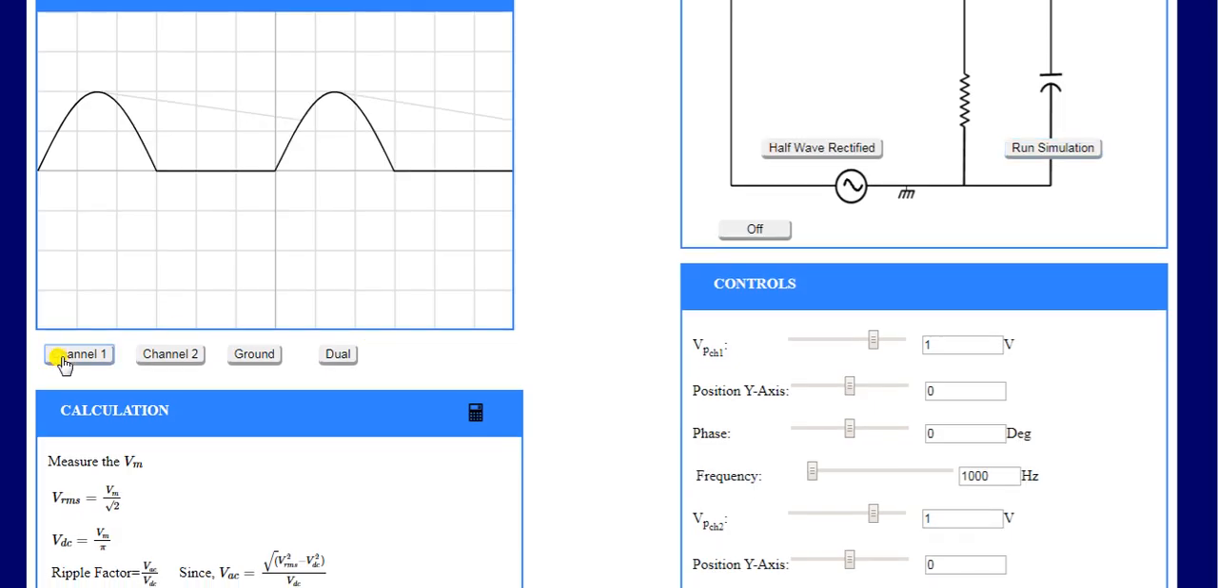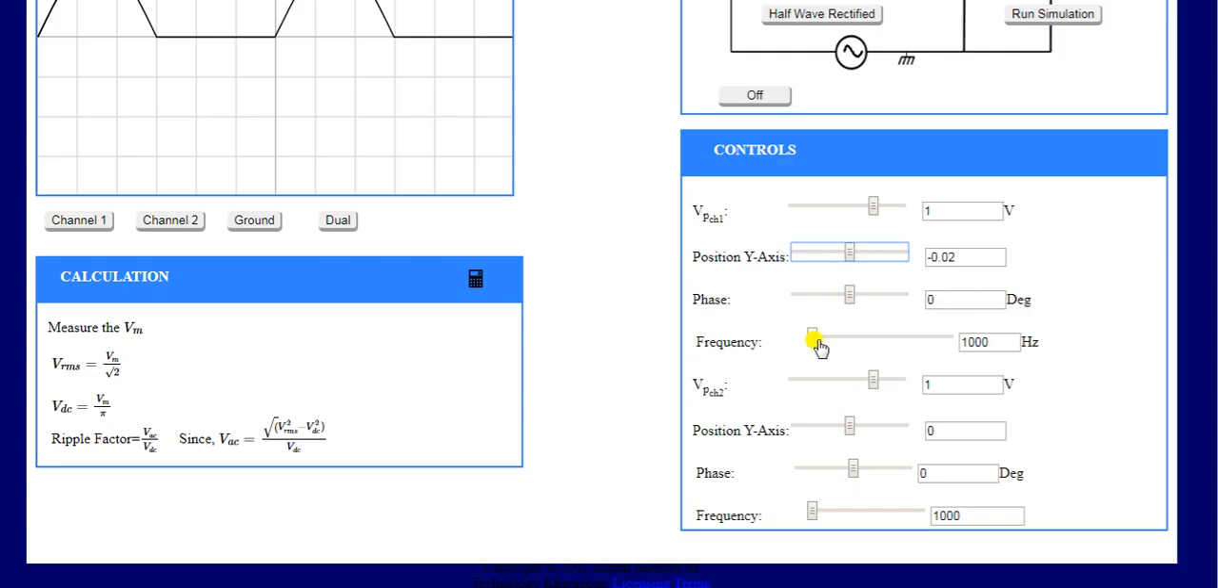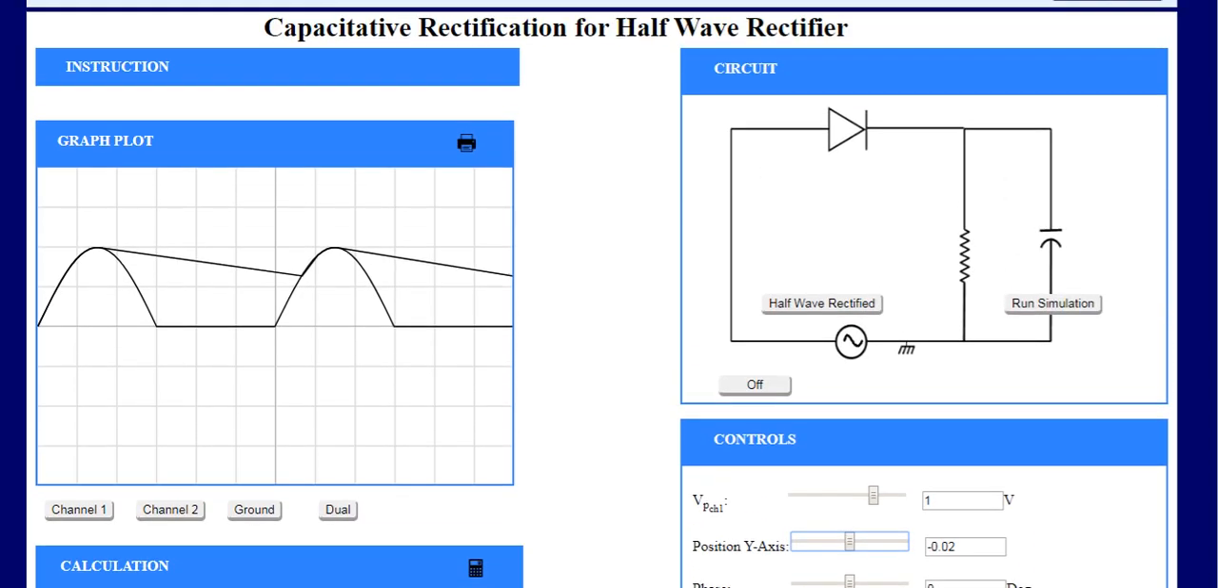With the help of channel 1, channel 2 and dual, we can set our inputs and outputs. By clicking on dual we can see both input and output on the screen of the CRO. We can change the value or the position of these inputs and outputs. We can vary the frequency, phase, voltage, different components with the help of these control tabs. So this is basically the implementation of half wave rectifier, or the capacitive rectification for half wave rectifier.